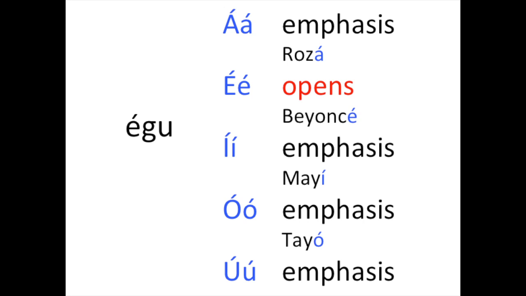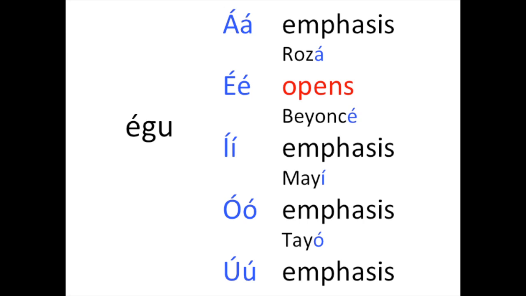The A by itself is A, and it's also A with the acute on the top. However, we see the difference when we pronounce it in a word. So we have an example here for Rosa. Rosa in Creole would be Rosa. So we hear that the final syllable, za, has the emphasis. So we place the acute accent over the A.